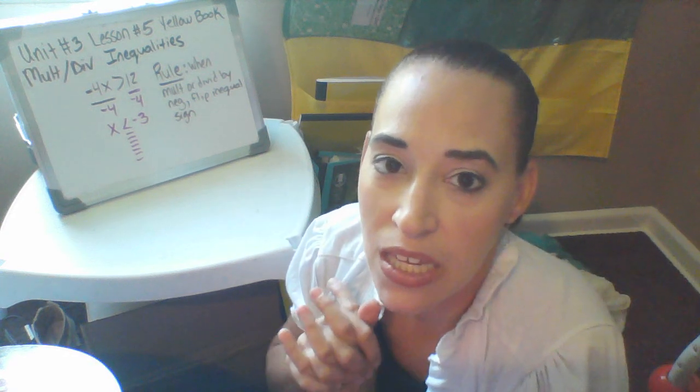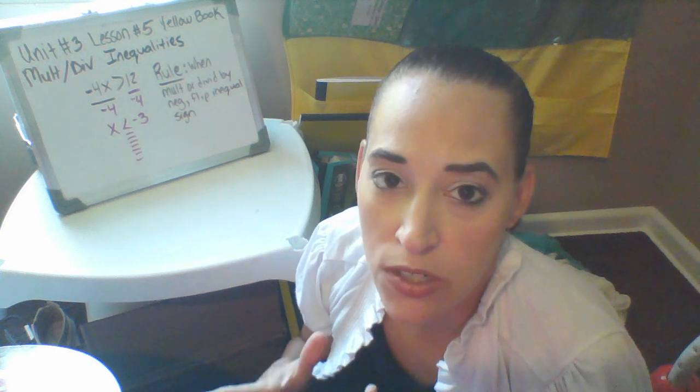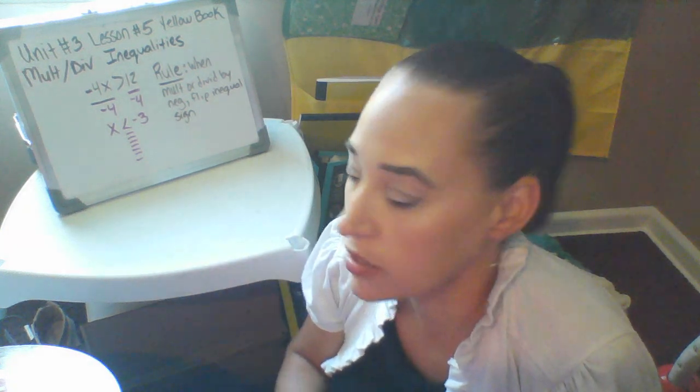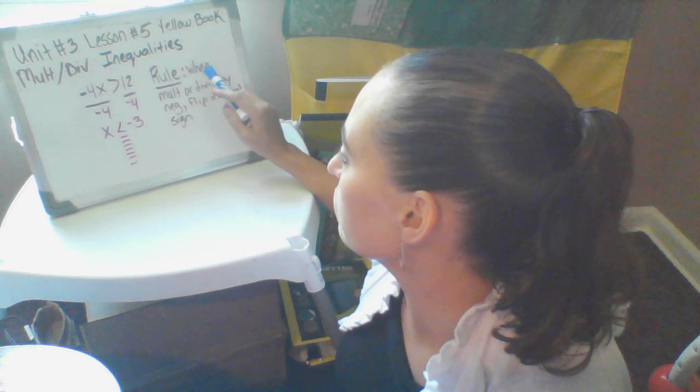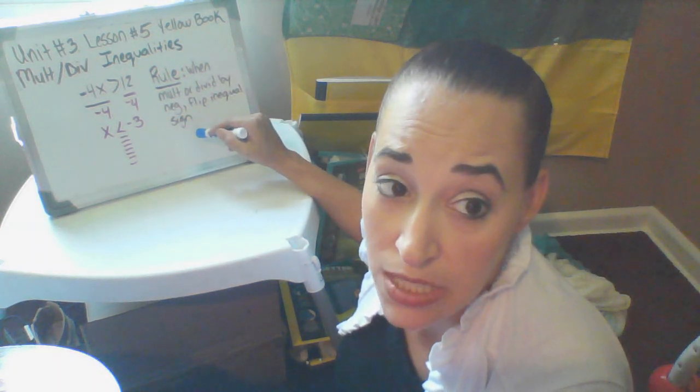Okay, so as promised, now we're doing multiplying and dividing inequalities. So the big thing that's different between adding or subtracting is whenever you multiply or divide and there's a negative sign, you need to flip that inequality sign. So let's take a look. Right here, I give you an example. It says the rule: when multiplying or dividing by a negative, you flip the inequality sign.